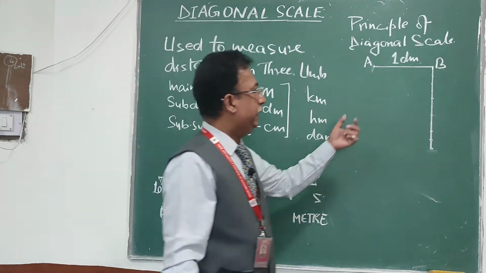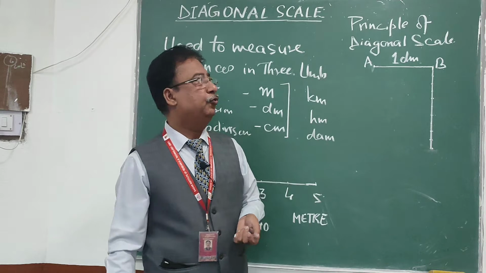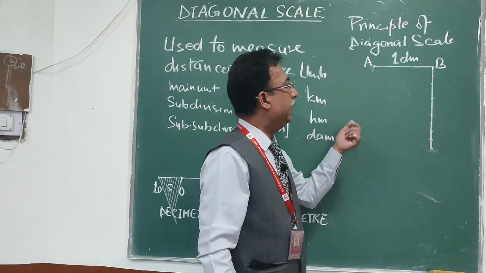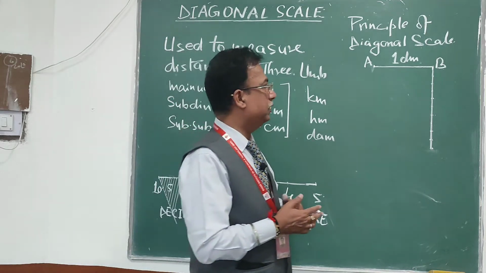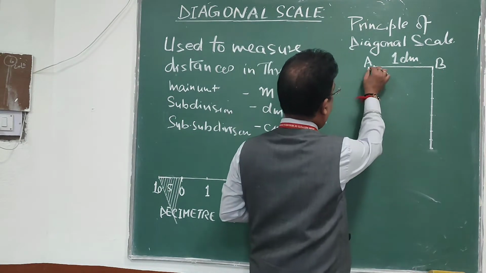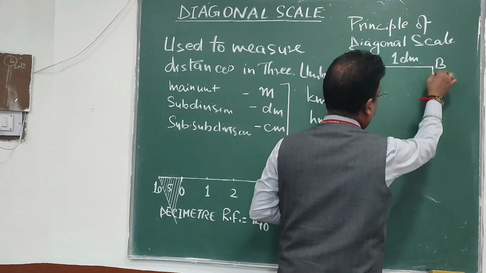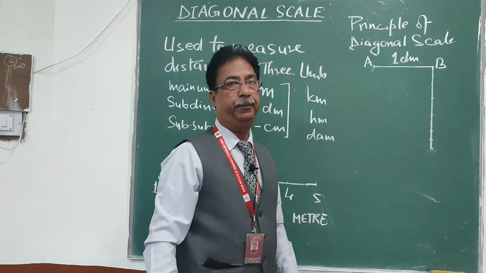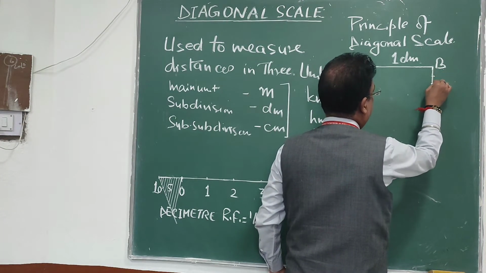And it is really not possible to divide this line into 10 parts. So what I am going to do is draw lines which are shorter than this 1 decimeter length. So look at the concept. Initially we have drawn this line AB. Now at the point B, I have drawn a line perpendicular to AB, and on this length I have marked equal distances.